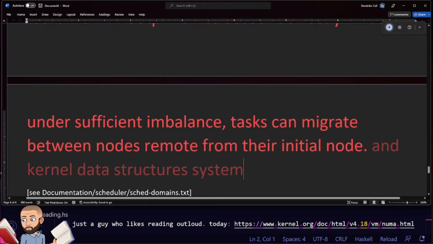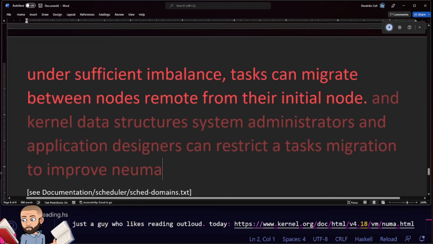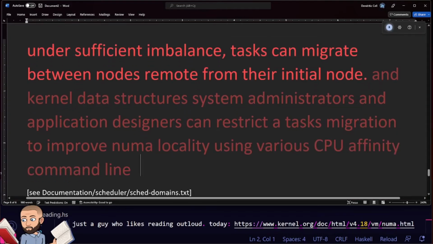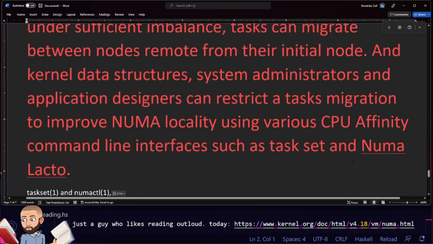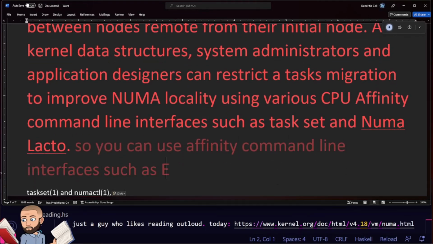System administrators and application designers can restrict a task's migration to improve NUMA locality using various CPU affinity command line interfaces, such as taskset and numactl. Okay, there's how those commands actually look. So you can use affinity command line interfaces such as these two, and program interfaces such as sched_setaffinity.